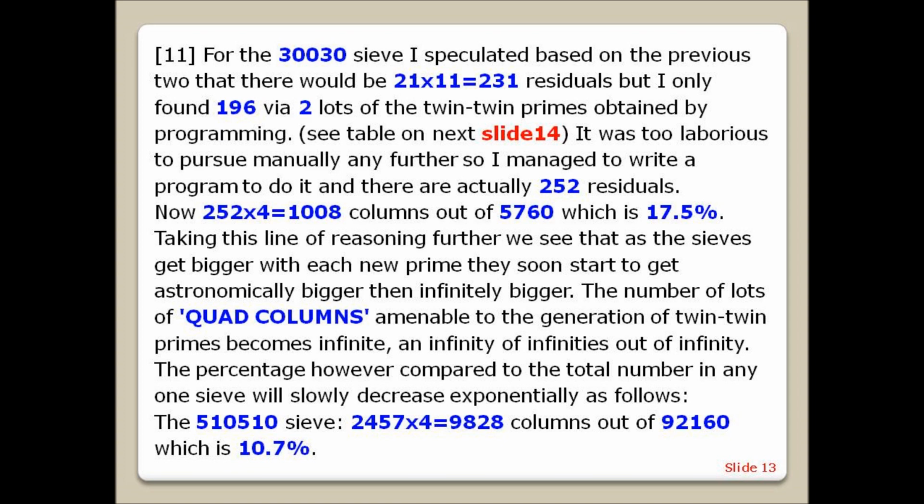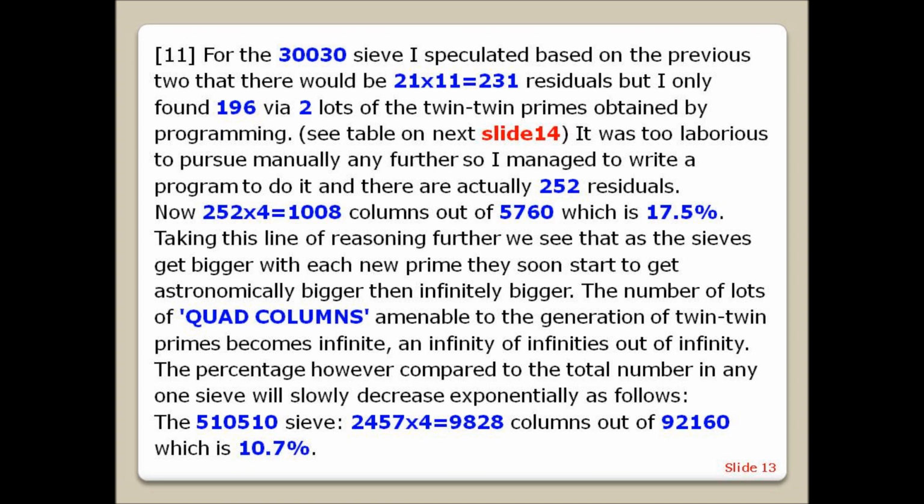It was too laborious to pursue manually any further, so I managed to write a program to do it, and there are actually 252 residuals. Now 252 times 4 is equal to 1008 columns out of 5760, which is 17.5%.